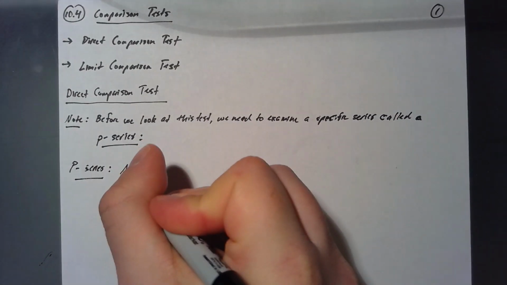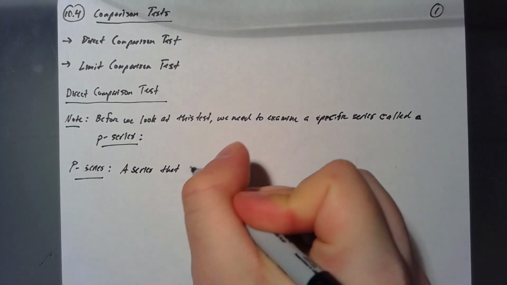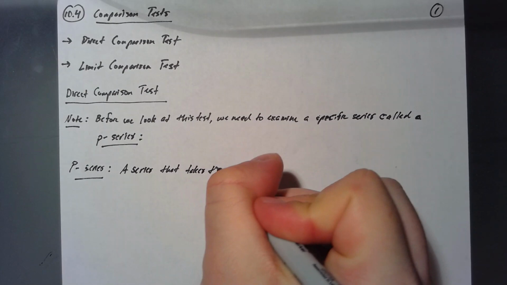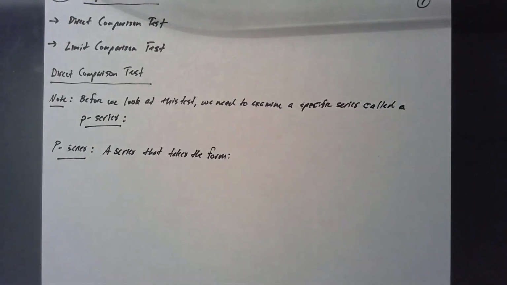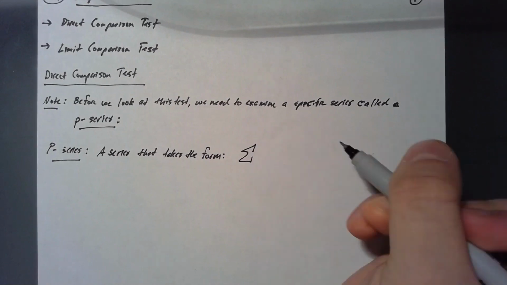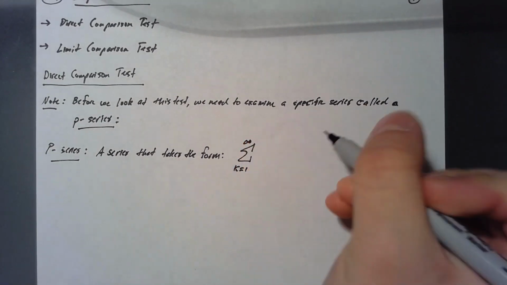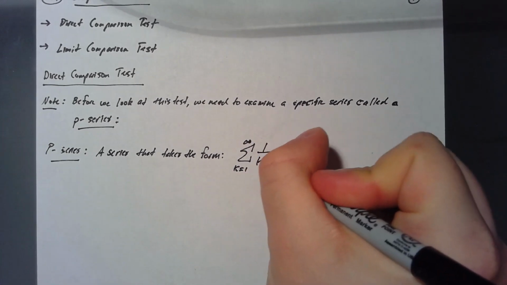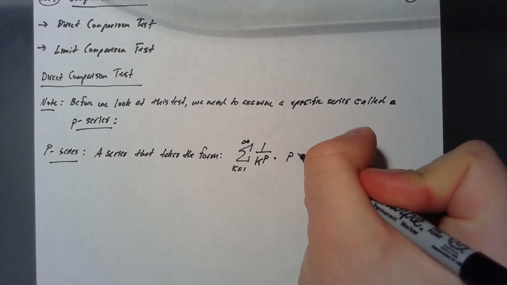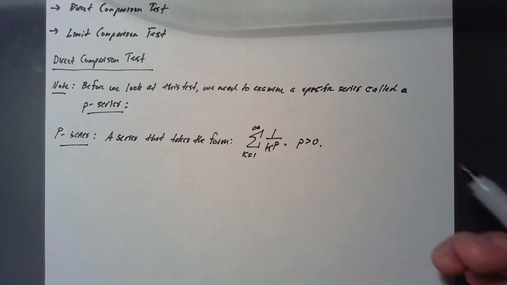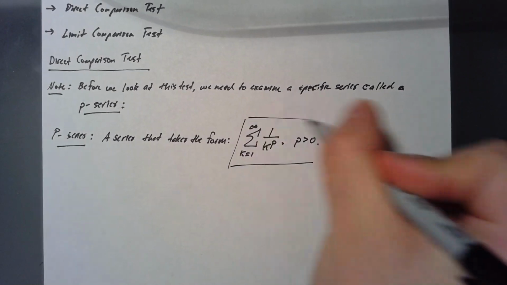It's a series that takes the form, the sum from k equals 1 to infinity of 1 over k to the p power, where p is positive. So this is what a P-series looks like.